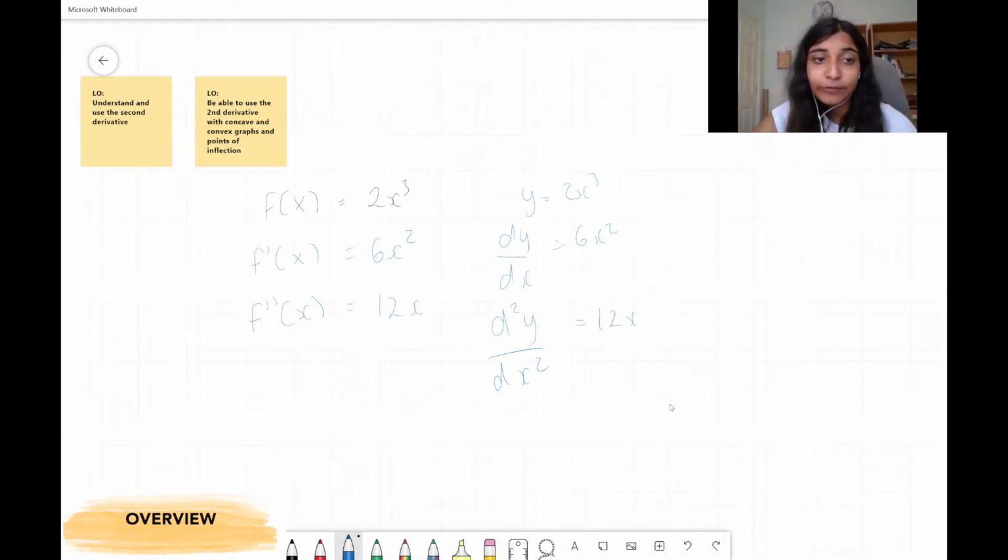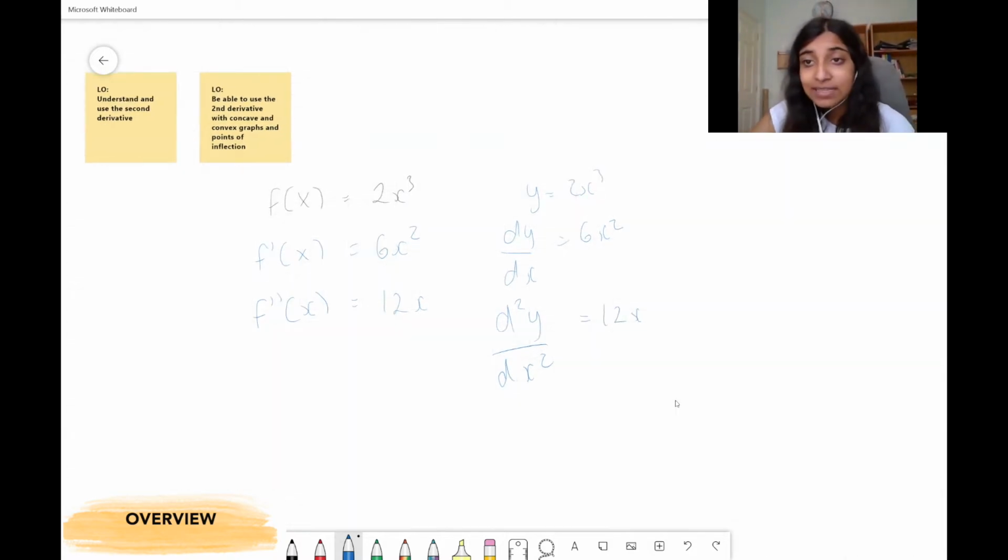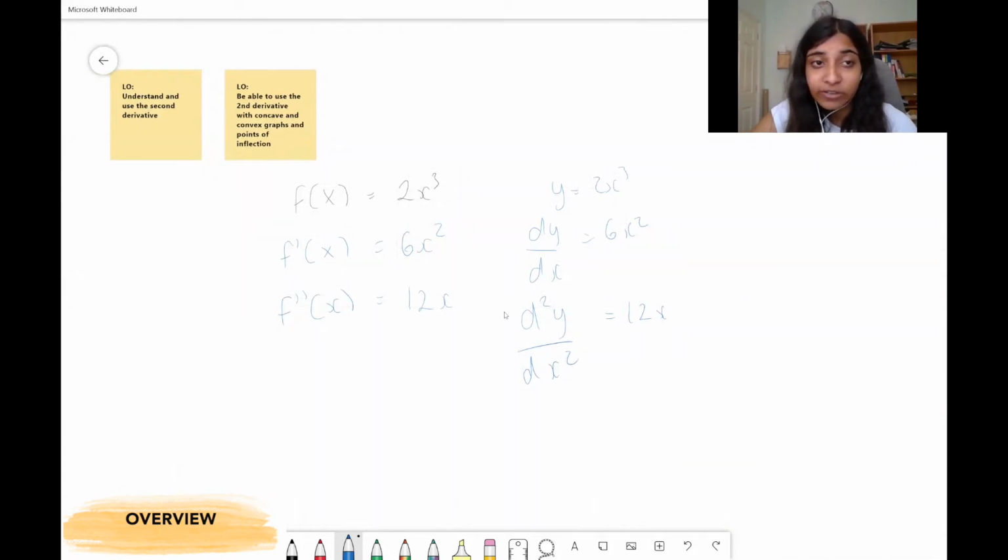So that's just an overview of what the second derivative is. It's just differentiating a function twice. You differentiate it once to find your first derivative, and then you differentiate your first derivative to find your second derivative. And using the second derivative has loads of applications with concave and convex graphs and also points of inflection. So now that we've understood what the second derivative is, let's move on to the second learning objective.